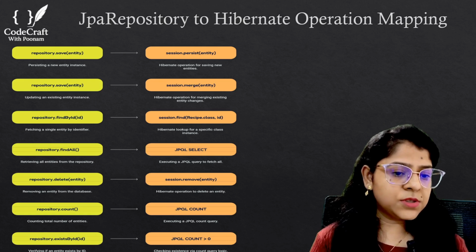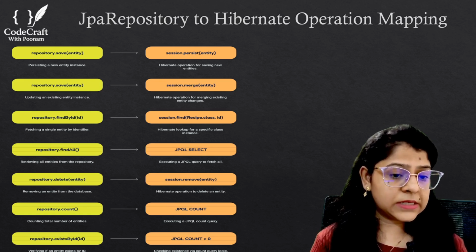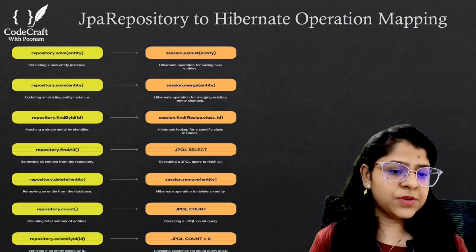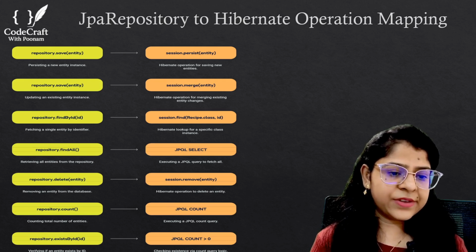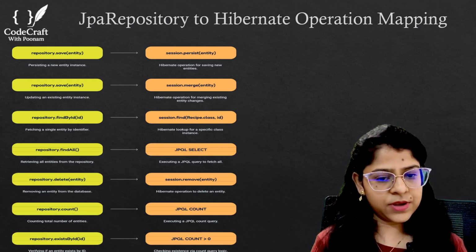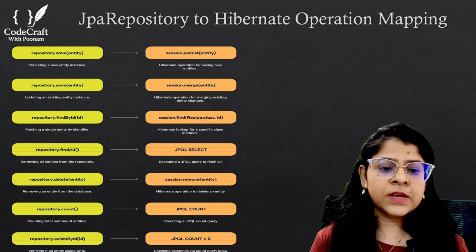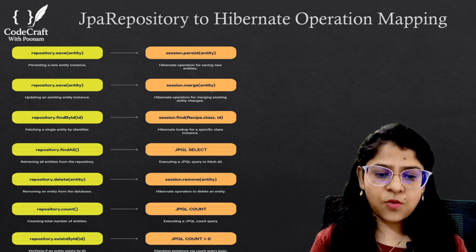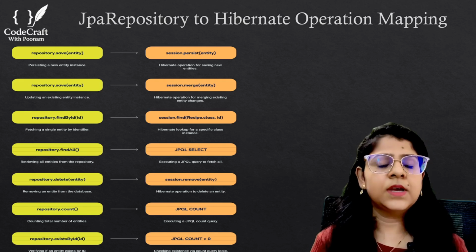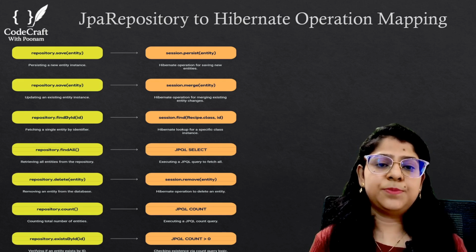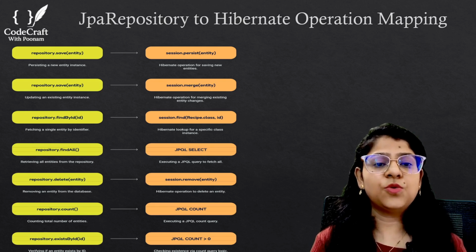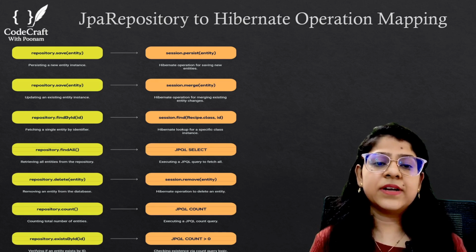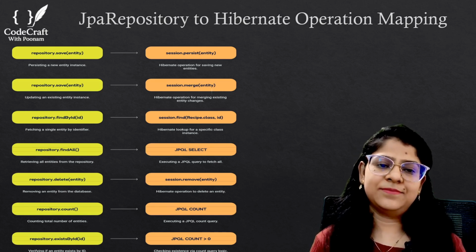And then repository.existsById will map to JPQL count greater than 0. This method is used to verify if an entity exists by ID, whereas this JPQL count checks existence via count query logic. So Spring Data JPA generates all the implementation code for these methods. You write the interface, and Spring writes the Hibernate code at runtime.